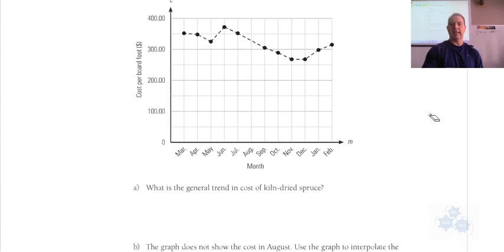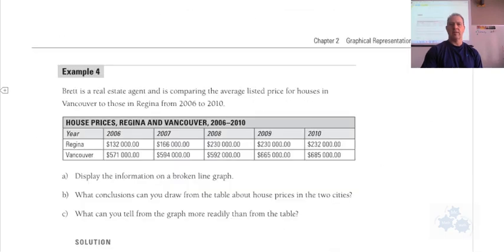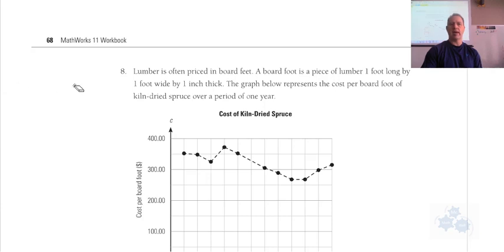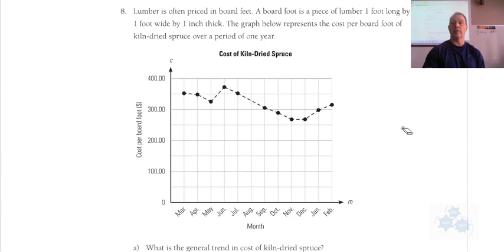Let's talk about 8, and I'll give you a few minutes to do that on your own, see if you can get it. So lumber is often priced in board feet. A board foot is a piece of lumber 1 foot long by 1 foot wide by 1 inch thick. The graph below represents the cost per board foot of kiln-dried spruce over a period of 1 year.